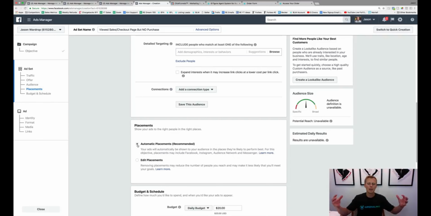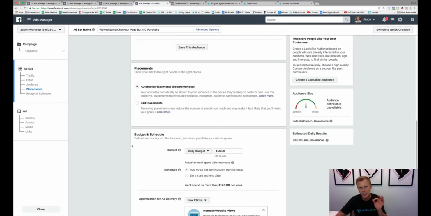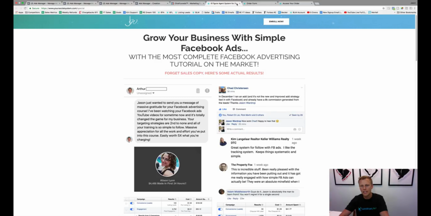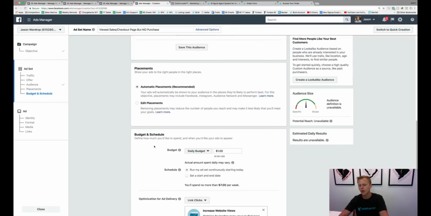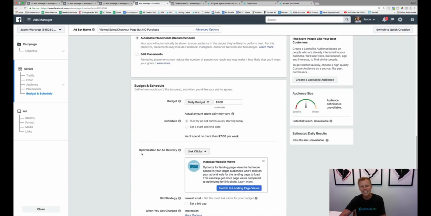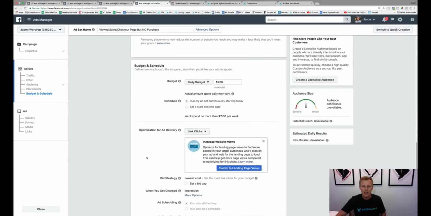So you want to be able to gather every possible person that's going to be going on all these different platforms. So I like to keep it at the automatic placements because it's such a small audience. Now coming down here, I would literally just start with $1 a day. Now if you're running a lot of traffic, and you know there's a lot of people hitting both of these pages right here, then you could bump it up to $1.50 or $2 or whatever. But honestly guys, you only need to do $1 a day.